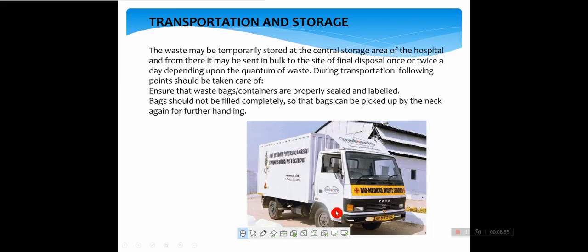Then we have the transportation and storage step. The waste is temporarily stored at the central storage area in the hospital. The waste is mainly stored in the central storage area, and after that it is sent to the final disposal once or twice a day. It totally depends on the quantity of the waste.